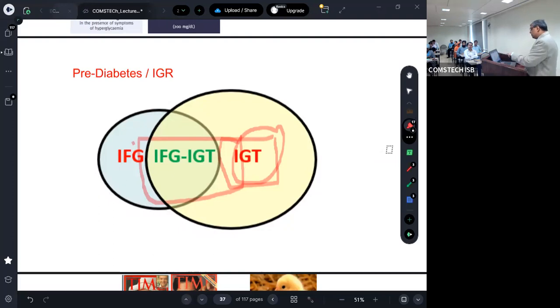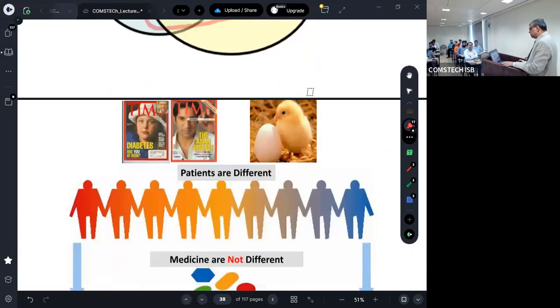You can go back from pre-diabetes to a normal subject. Therefore, in Europe there is still a debate over the nomenclature. Sometimes people say pre-diabetes and sometimes IGR, impaired glucose regulation.